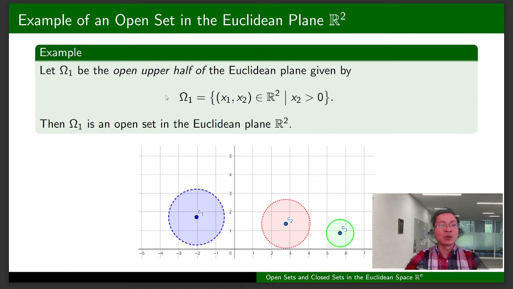And here is another example. Let omega 1 be the open upper half of the Euclidean plane R2 given by this formula. Omega 1 is the set of all points in R2 such that the second component is positive. As you can see here, no matter what C we take in this upper half plane, we can always find a radius such that the open ball with that center and with that radius is a subset of the set omega 1. And therefore, omega 1 is an open set in the Euclidean plane R2.